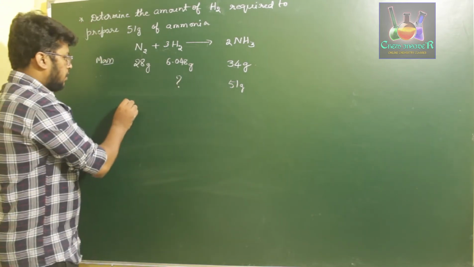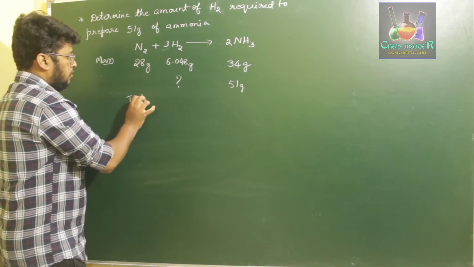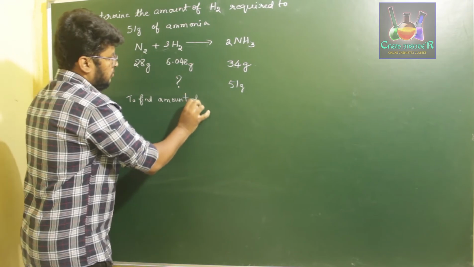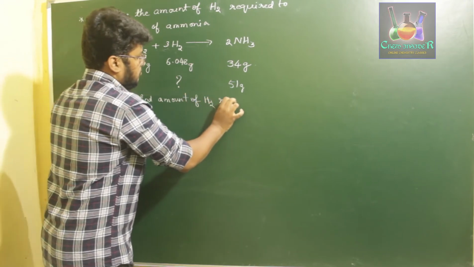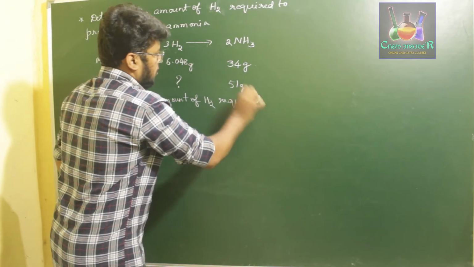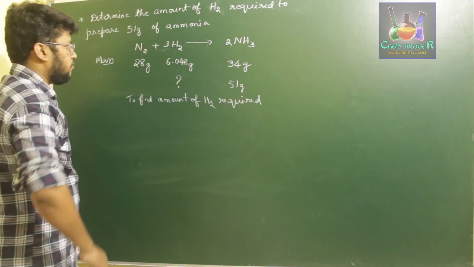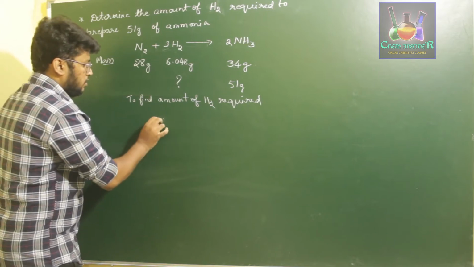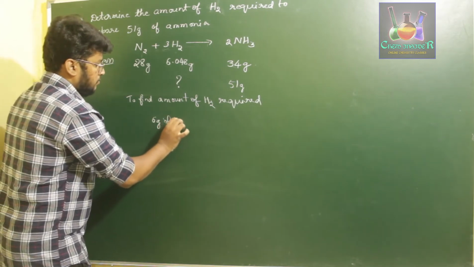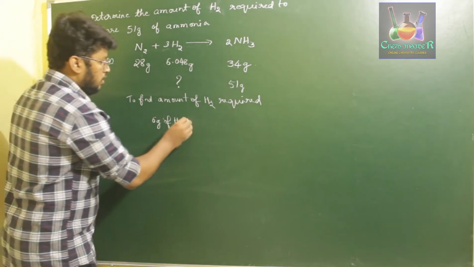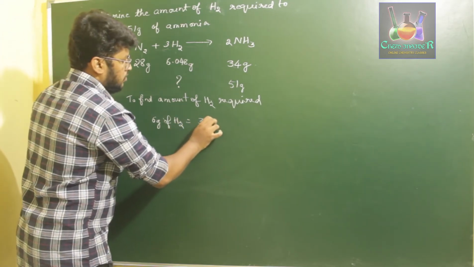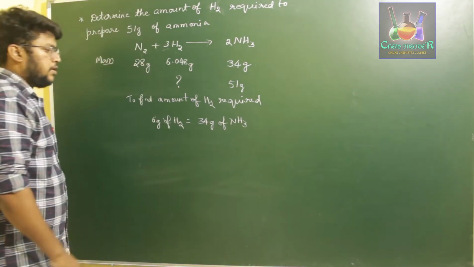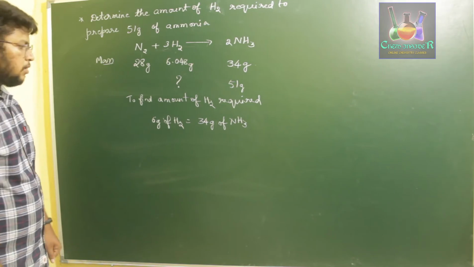Okay. So now let us calculate that, to find the amount of hydrogen required. What we know is, we'll just consider 6 grams of hydrogen. 6 grams of hydrogen gives us 34 grams of ammonia.